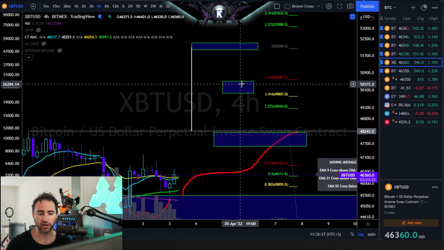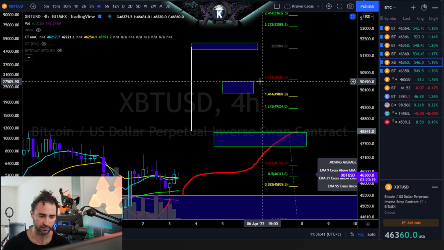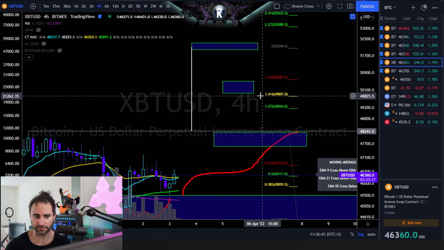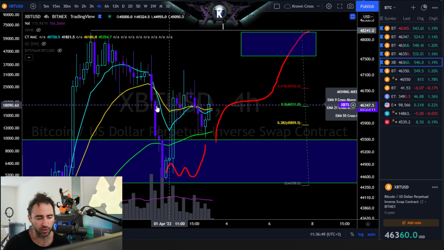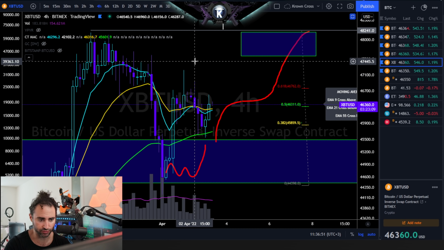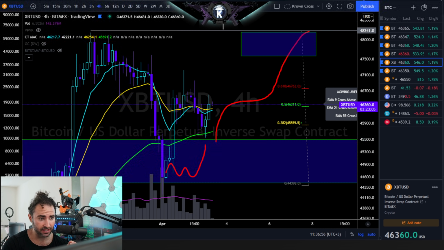I also would mark off an area of interest along the way to the upside between the 1.414 and the 1.618 Fibonacci extension, which is basically like 50,000 to 50,500 or so, give or take like $100 from that number. Anyways, until then, a bit more sideways here, very, very likely into tomorrow, I would suspect, and then probably fun times after that.